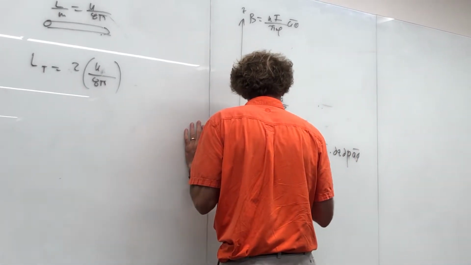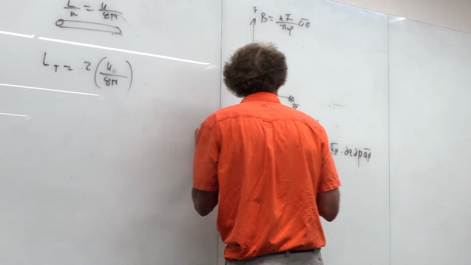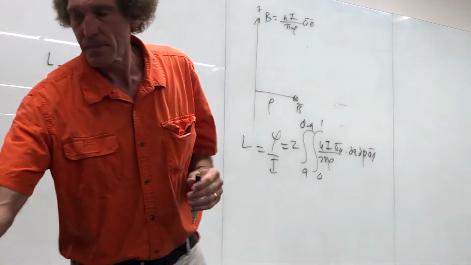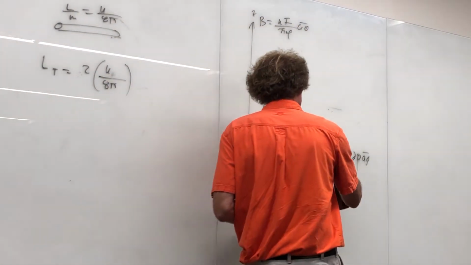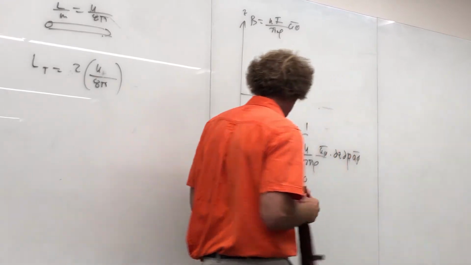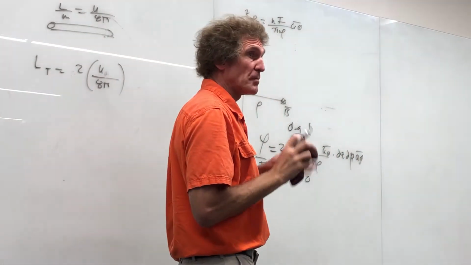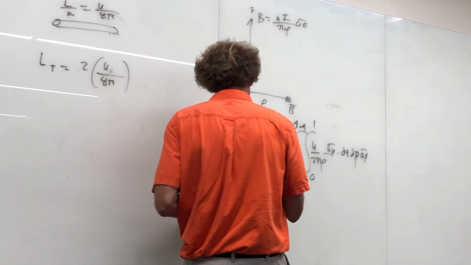Now, when you do that, that's the total flux, and I'm going to just go right ahead and say, therefore, the inductance would be that divided by I. So if we just get rid of I right here, this would be the inductance. This is going to be external inductance.